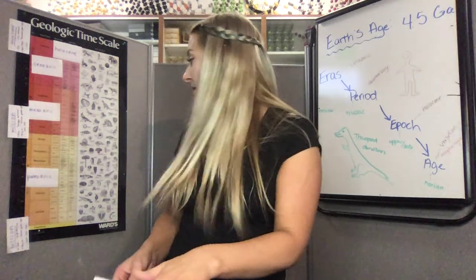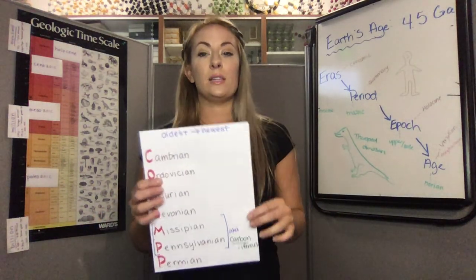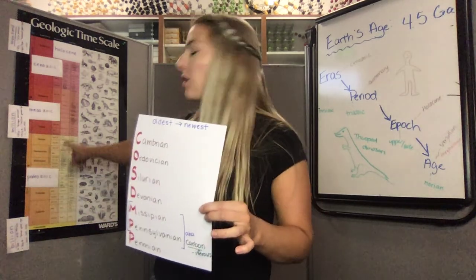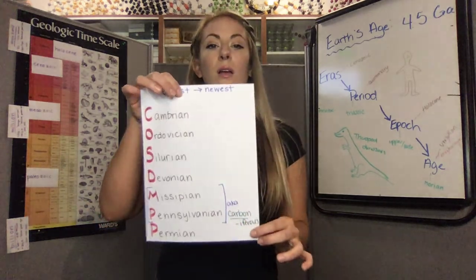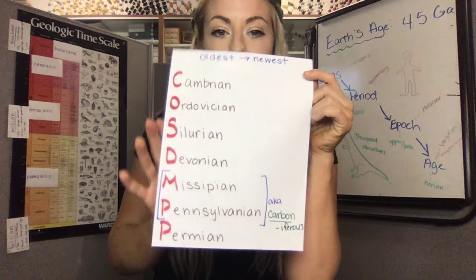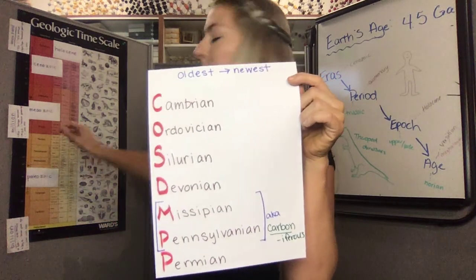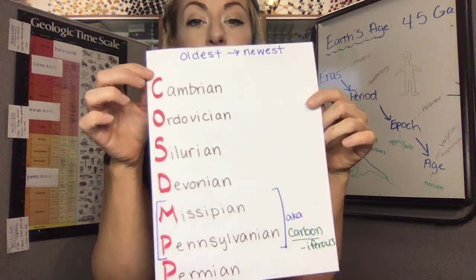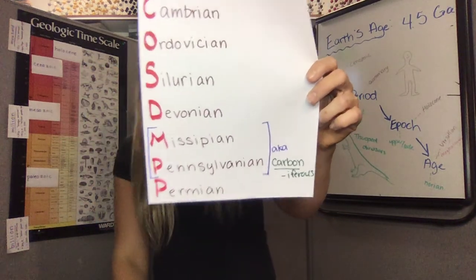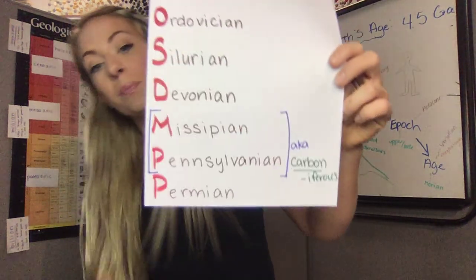But if you're looking at things from the Paleozoic, you are going to have all these smaller periods, or far more numerous periods than you would find in the Cenozoic or the Mesozoic. So we have a mnemonic for all of these periods in the Paleozoic. The periods listed from oldest to newest are the Cambrian, Ordovician, Silurian, Devonian, Mississippian, Pennsylvanian, and Permian.